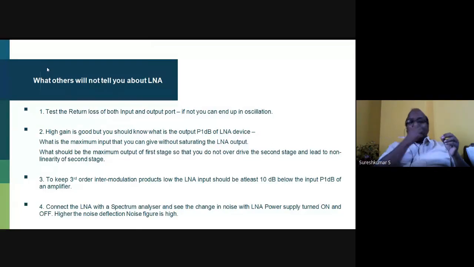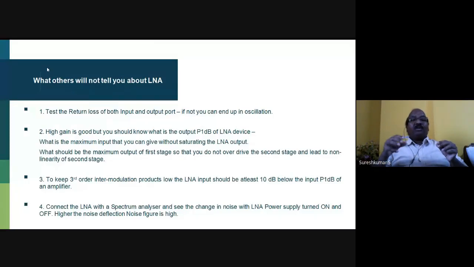That's good. But there is another parameter: the LNA can't give a very high power at its output. Okay, even an op amp, that output power or the voltage depends on the supply. Okay, so the output voltage can't exceed the supply voltage. It's similar to that. The output power, or the output P1 dB specified for an LNA device, should not be overdriven. You will go into non-linearity.